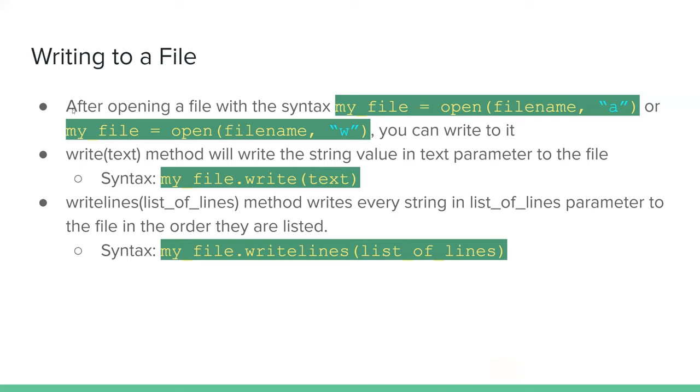You can also write to a file. After opening a file with the syntax myfile = open(filename, 'a') or 'w', you can write to it. The write method will write the string value in the text parameter to the file called myfile. You can also do writelines, which takes in a list of lines, and it'll write every string in the list of lines parameter to the file in the order they are listed.